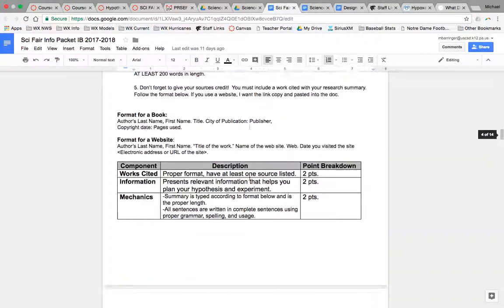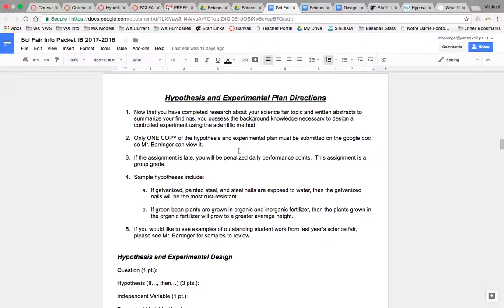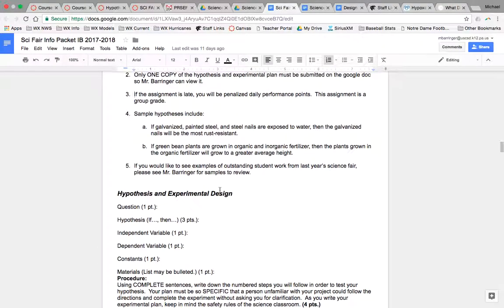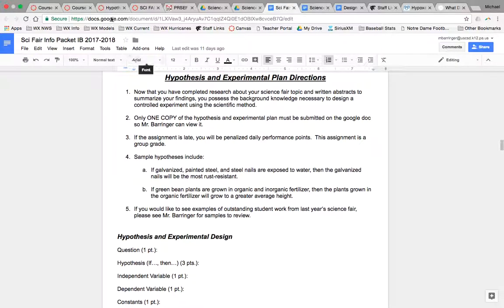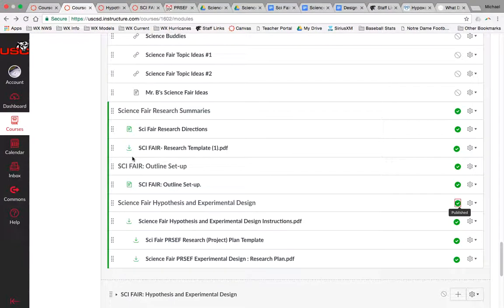Now just let me go ahead and show you where the directions are. Okay, so first of all, we are on the science fair information packet, so if you wanted to go on there and just straight up read them on here, you certainly could do that. This page alone is right here, the science fair hypothesis and experimental design instructions, on Canvas. Under science fair, we're on this part right here. You can certainly go on and look at that.